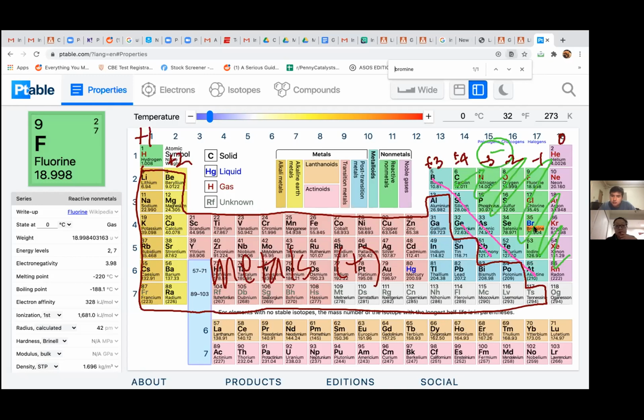Okay, so lithium is right here, which is a +1, and bromine is right here, which is a -1. So they're a metal and a non-metal. Oh, okay. So that's an ionic bond. It's an ionic bond.